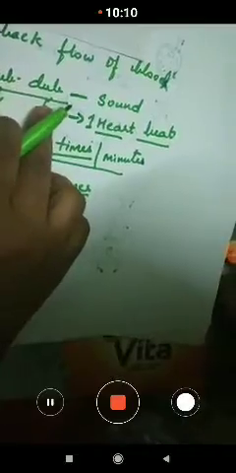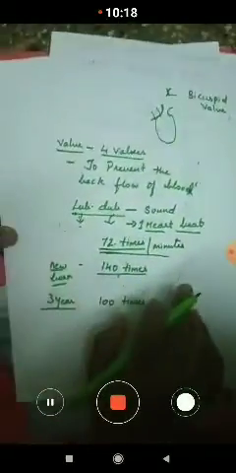What is the lub-dub sound? It is the closing of the valves that are present in the heart. Okay, children? Yes. So this is about the function of the heart.